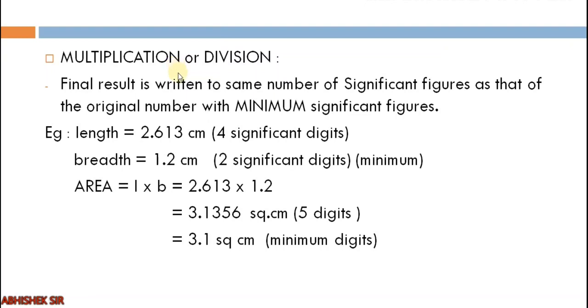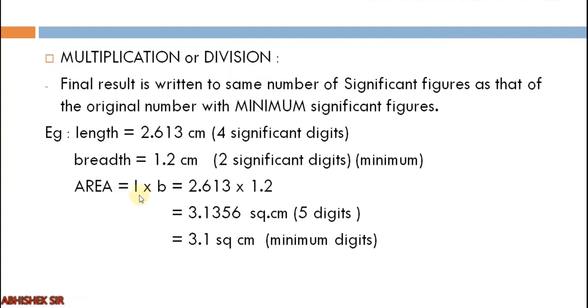Moving on to multiplication or division. Here almost the same statement, just decimal digits will be replaced by significant figures. Again very easy, you see the example. Now here we are taking an example of multiplication. Suppose the length of any rectangular portion is 2.613, right? You see how many significant figures? All non-zero, so 4 significant digits. The breadth is 1.2 centimeter, that means 2 significant digits. So one is having 4 significant digits, another is having 2, so minimum is 2.